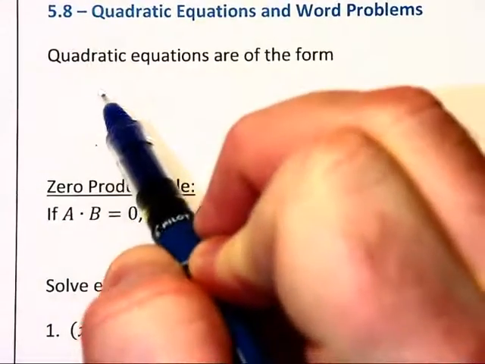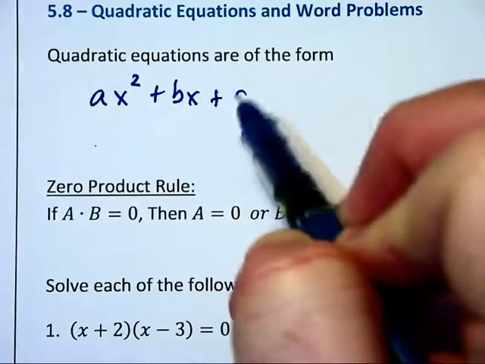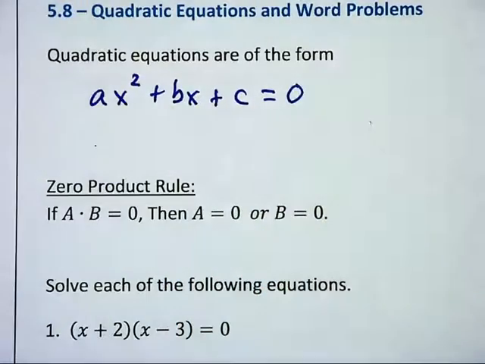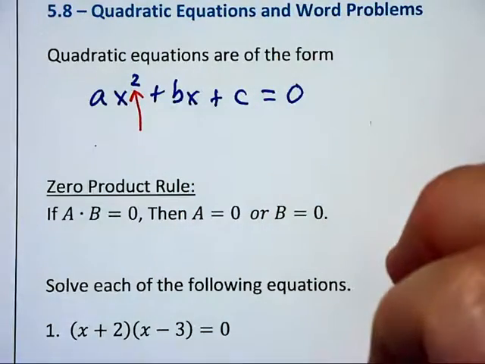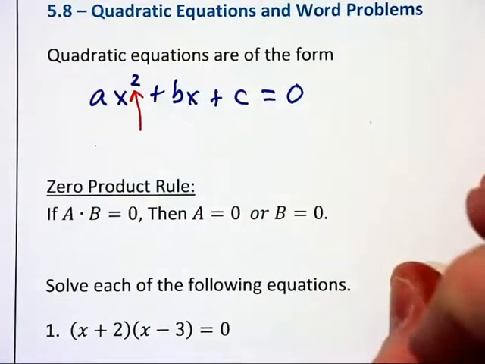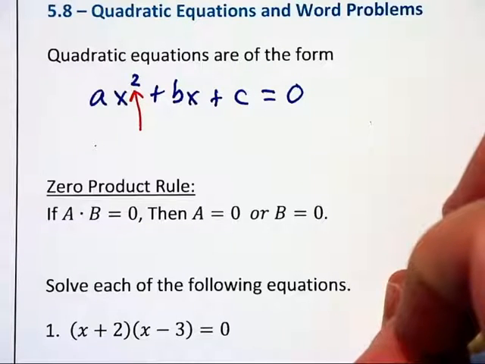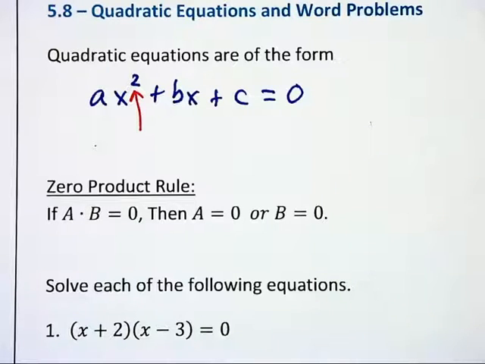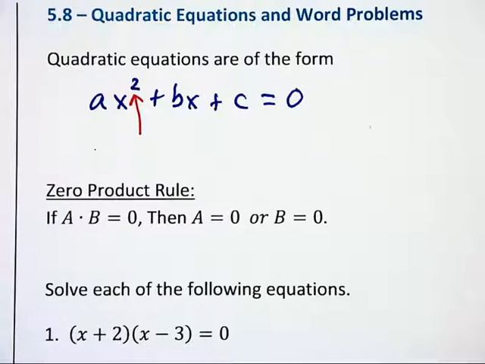Quadratic equations are equations of the form ax squared plus bx plus c is equal to 0. It's that x squared that really gives this away, that this is quadratic, and quadratic equations will generally have two solutions, unless both of them are the same solution, in which case we'll only have one solution. To solve quadratic equations, there are a variety of processes, and the first one we will learn is called the zero product rule.